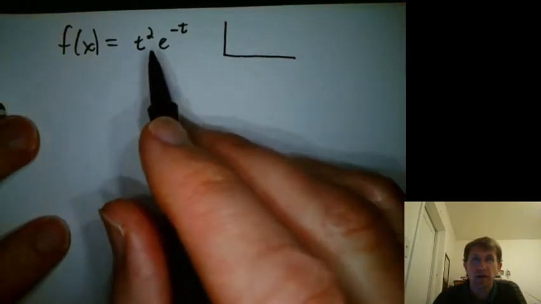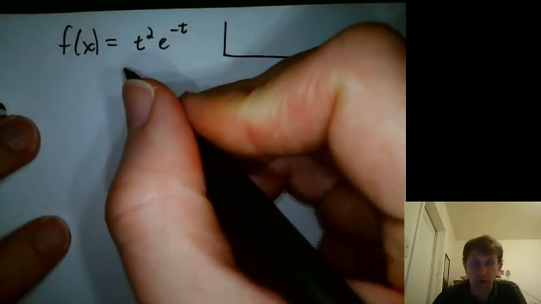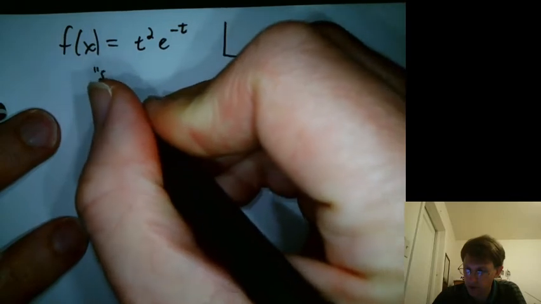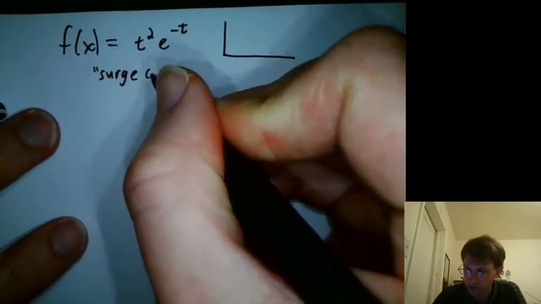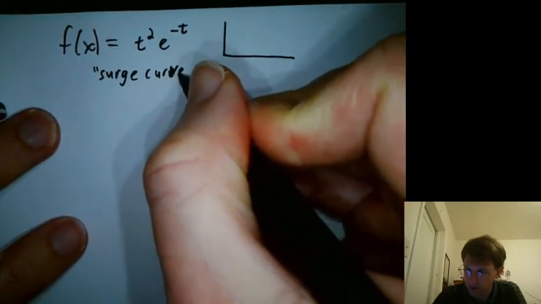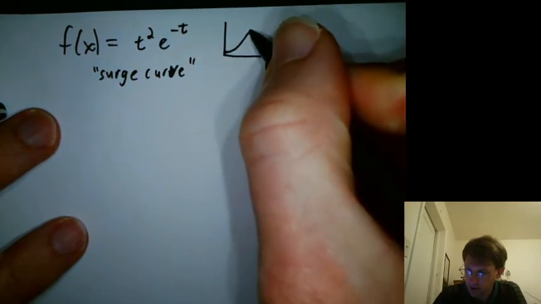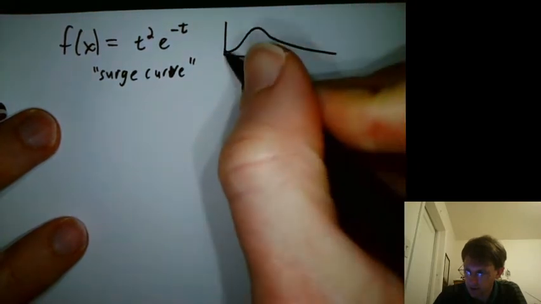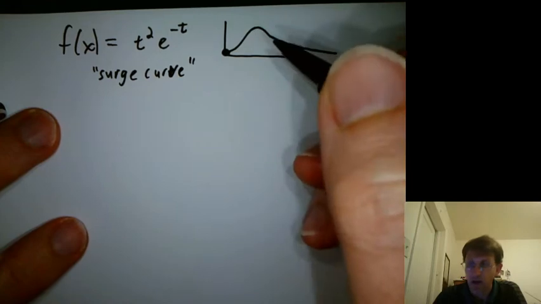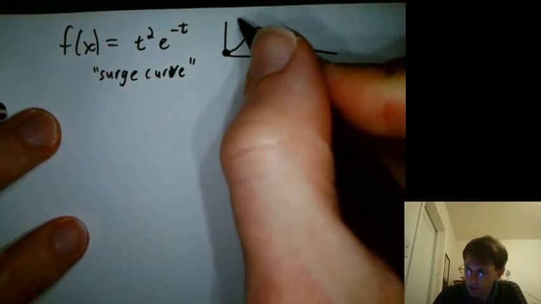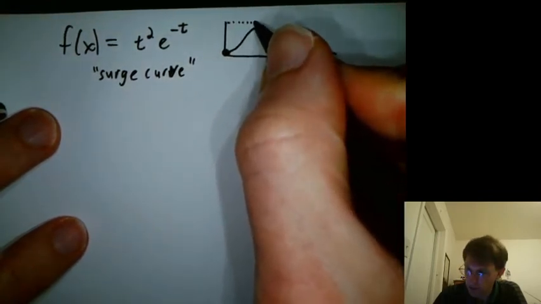Let's consider an interesting function. We might have seen these before. These are called surge curves. This one looks something like this. Starts at the origin there. You might notice that it never goes above some level.